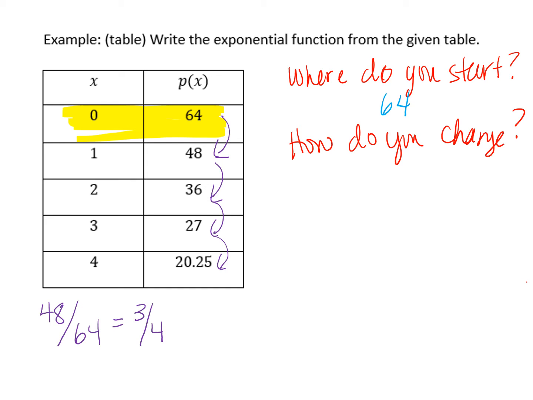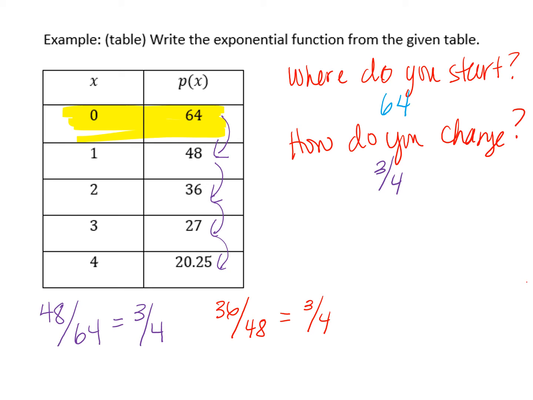Now you may think, well, why did you use those two numbers? Well, I could have done the 36 and the 48. So I could have taken 36 divided by 48. Actually, I'm a little bit more comfortable with this one doing it in my head. Both of those are divisible by 12. So I could simplify that to 3/4. But again, how do we change is the 3/4. We are multiplying by 3/4 each time.